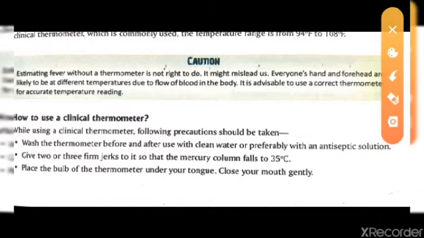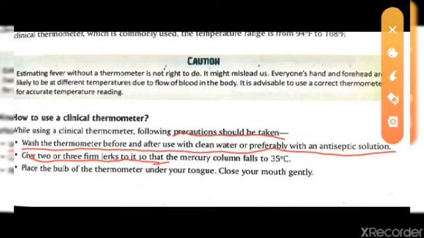What are the precautions here? The precautions should be taken. Wash the thermometer before and after use with clean water or preferably with an antiseptic solution. Whatever I've told you all, to clean the thermometer, give 2 to 3 firm jerks so that the mercury column falls to 35 degrees Celsius. So I have also told you all to jerk the thermometer. Place the bulb of the thermometer under the tongue close to your mouth gently so that we can read the temperature.